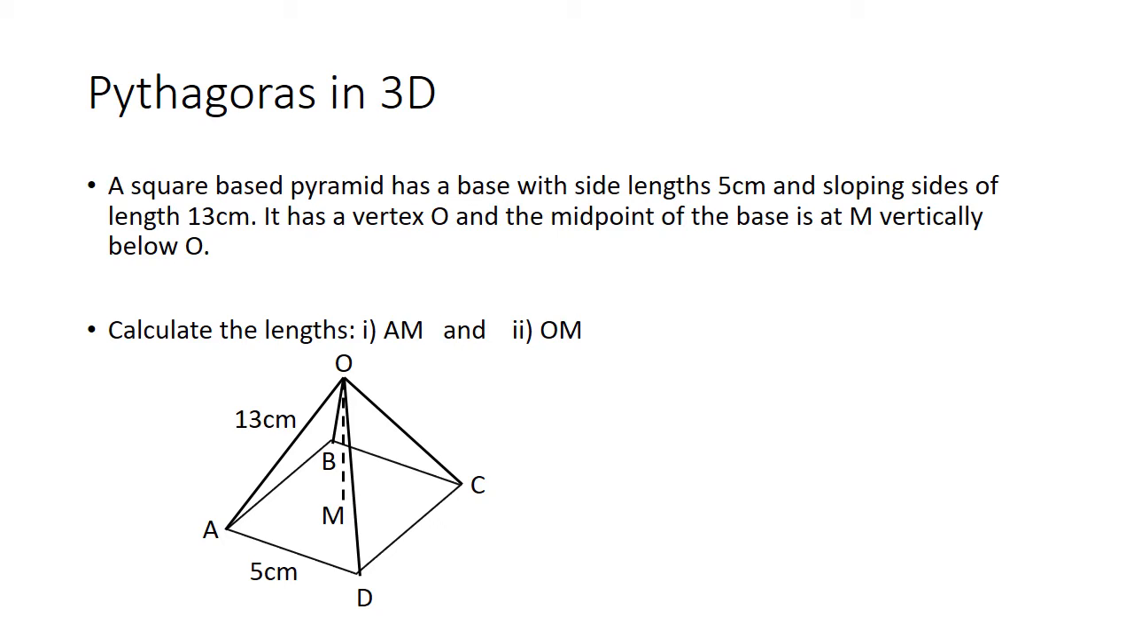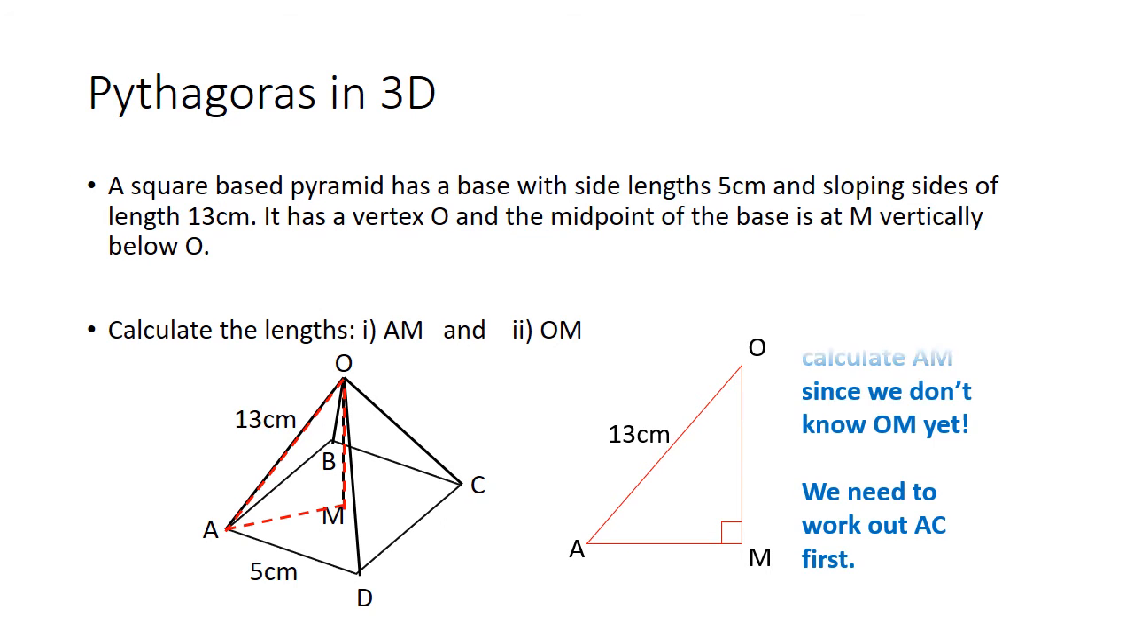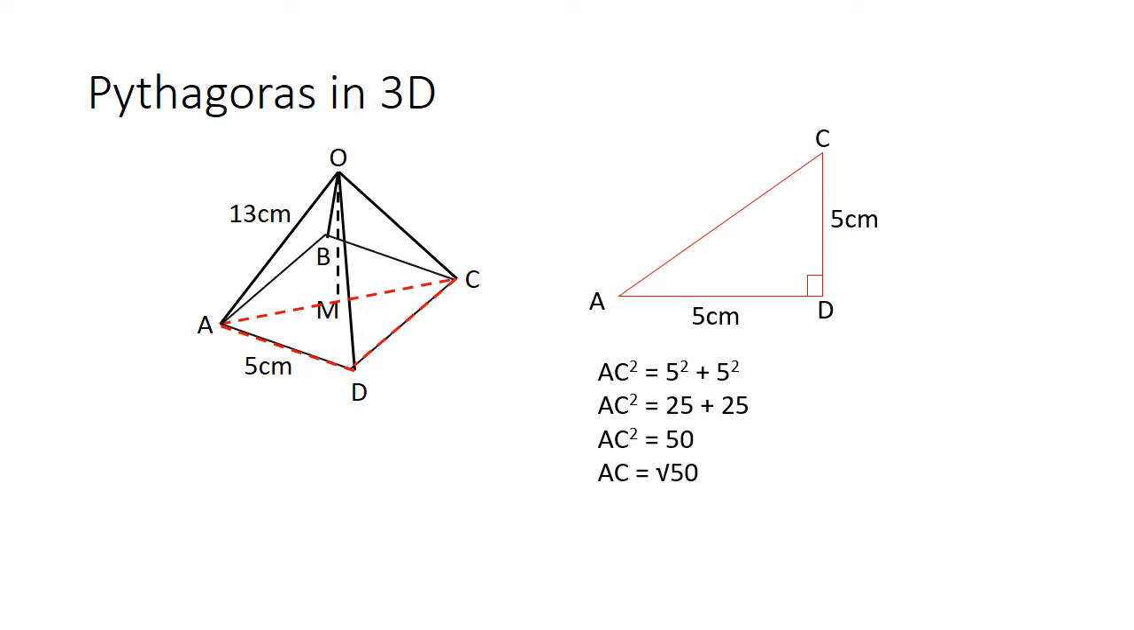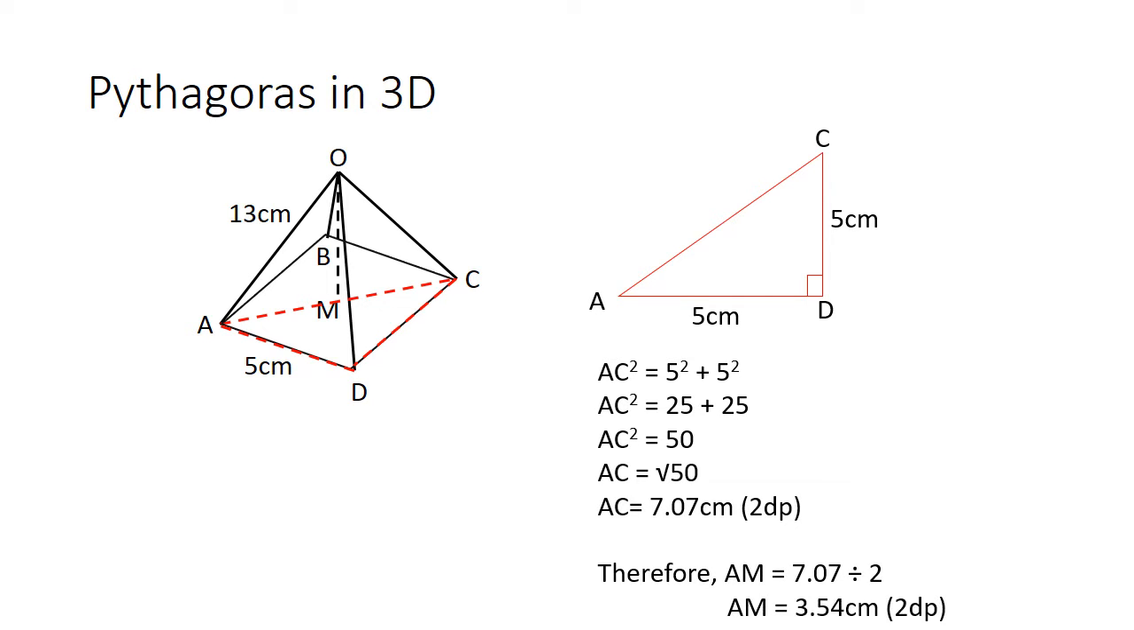So what we're going to do is we're going to first of all find the triangle AMO. Okay, and so we draw it out, we've got the 13, but we haven't got AM, so we're going to need to try and find AC first, which means I'm going to need this triangle, which is ACD. So I know it's a square-based pyramid, so I know my sides are both 5. So I go 5 squared plus 5 squared is the square root of 50, so it's going to be 7.07. And then I can go back to my triangle, because I know AM is just going to be half of AC.